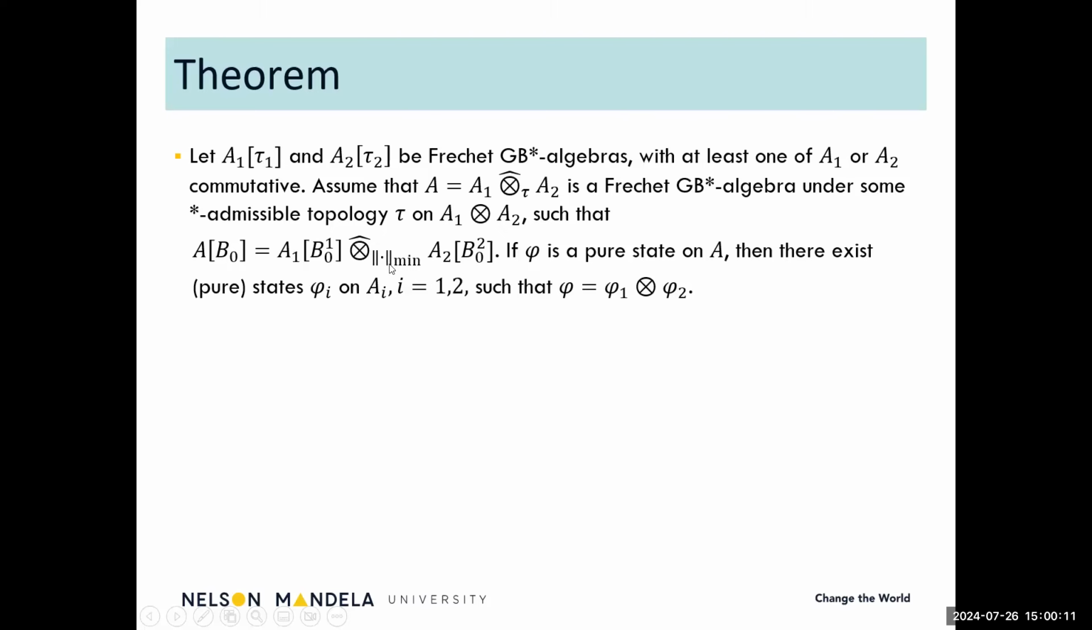So that can be under min or max. It will not make a difference because let's say we take minimum. Then any pure state, and I repeat, any pure state on A, you can then decompose as a tensor of two pure states on A1 and A2. So phi1 being a pure state on A1, and phi2 being a pure state on A2. Now that's assuming, of course, that A has a pure state. And we're assuming here that at least one of A1 or A2 is commutative, at least one.